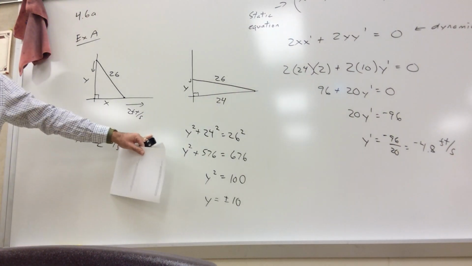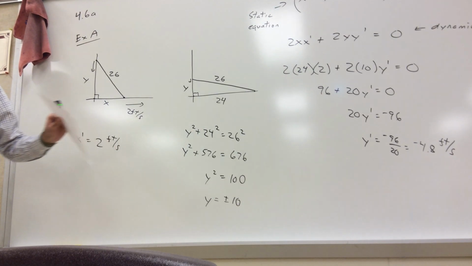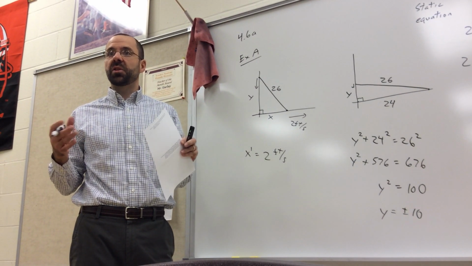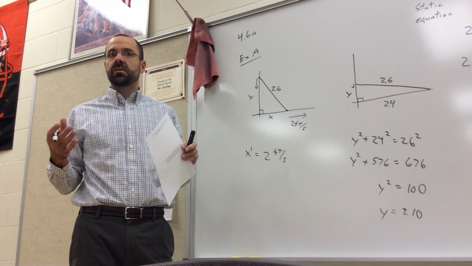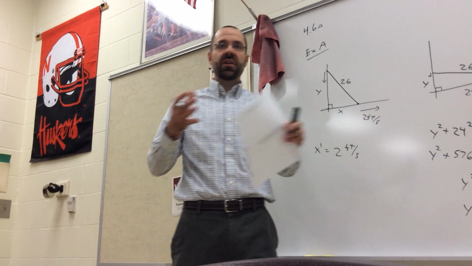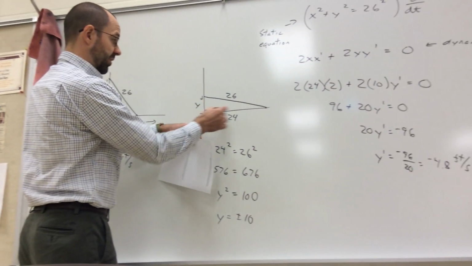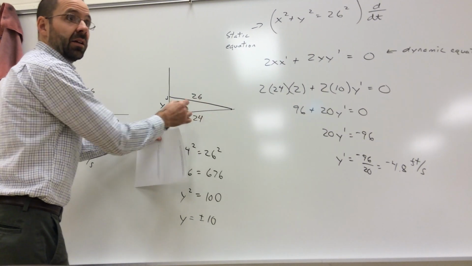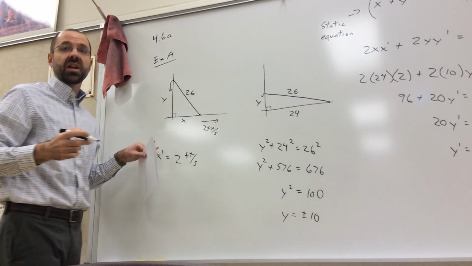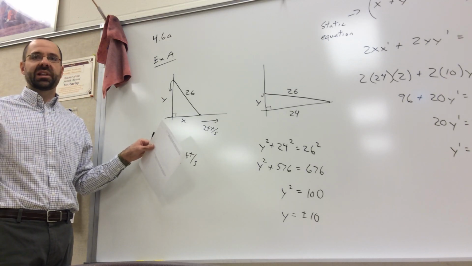Okay, so everybody okay with this problem so far? So the new idea today is we're trying to figure out how fast things are changing within a picture. So we're trying to see, hey, the rate of this, how does that affect the rate of this? So the rate of this is 2 feet per second, and the rate of this is 4.8 feet per second. So we're seeing how the rates relate to each other. So it's called related rates.